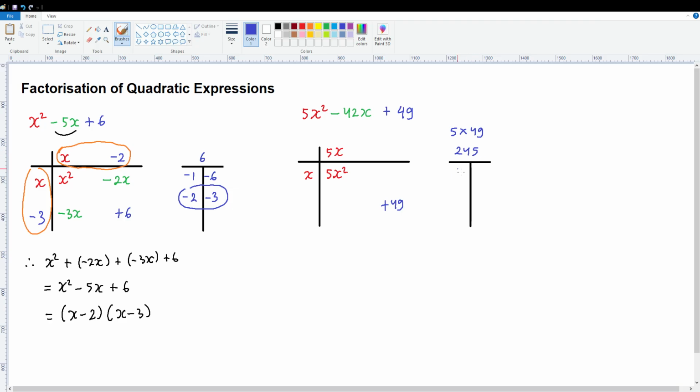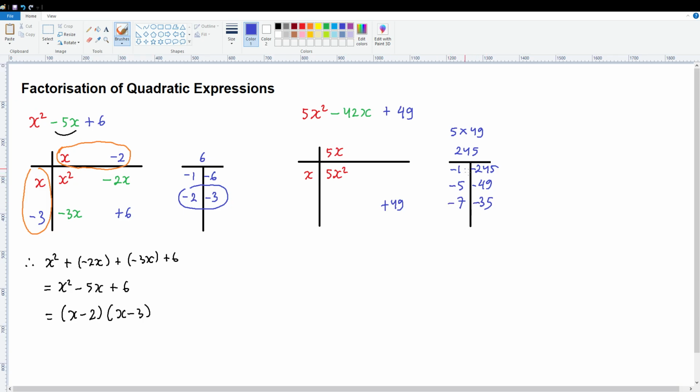That is, the first possibility is 1 times 245. The second one is 5 times 49, of course. And then the last is 7 times 35. Then you need to find which one is correct for these factors to get minus 42x. Because the coefficient of x is negative, you need to put the negative 1 and negative 245, the negative 5 and negative 49, the negative 7 and negative 35.